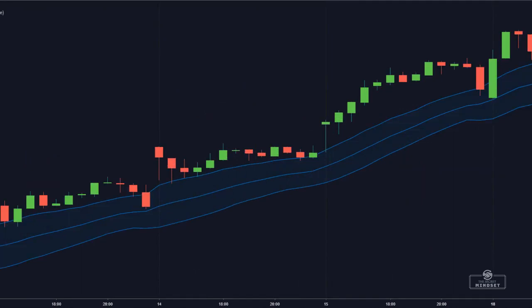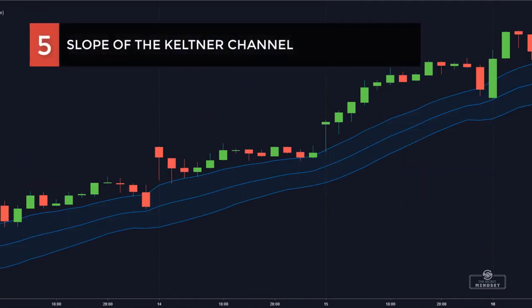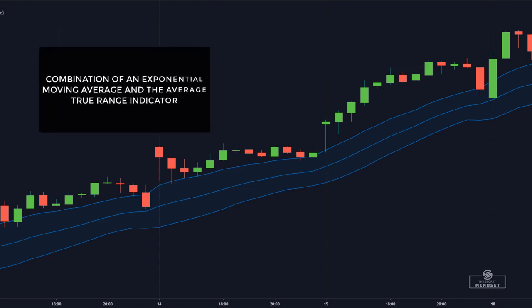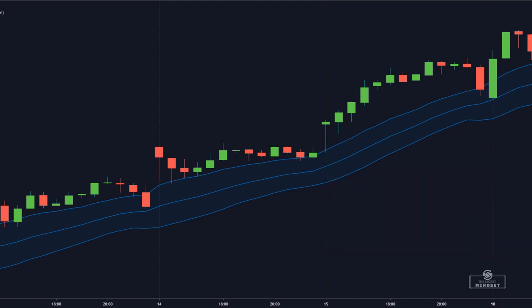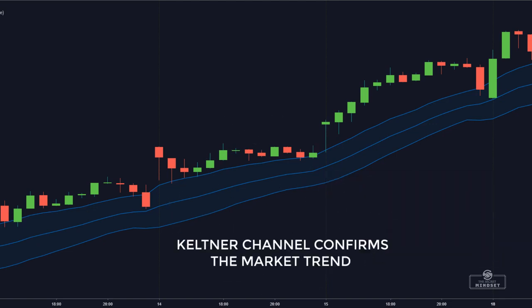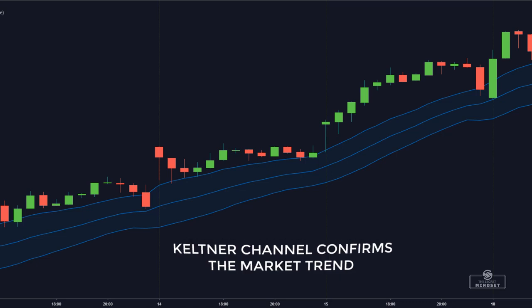The fifth technique takes into account the slope of the Keltner channel. The Keltner channel is a combination of an exponential moving average and the average true range indicator. The Keltner channel uses the average true range to determine the channel distance. This indicator doesn't predict new trends, it just confirms the market trends once they have been developed, like in the case of an exponential moving average.